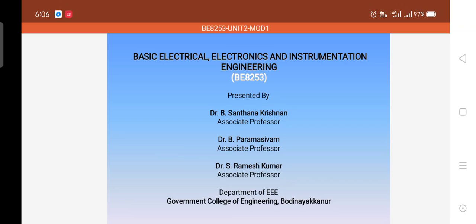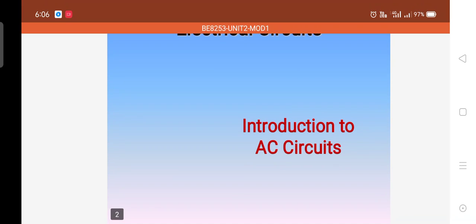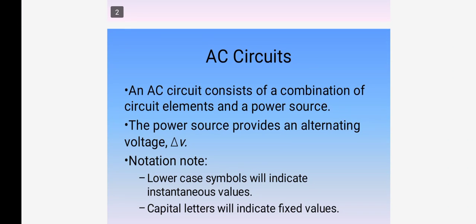In the previous module, we discussed the first unit. In this module, we are going to discuss the second unit, which is the introduction to AC circuits. An AC circuit consists of a combination of circuit elements and power sources.